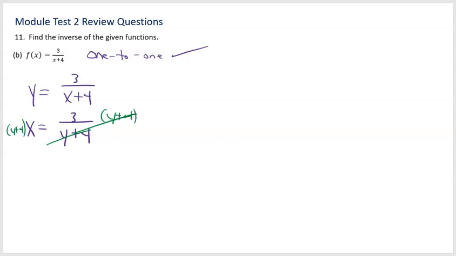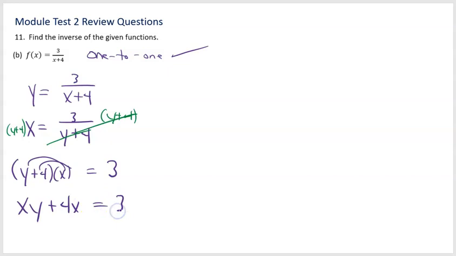Now on the left, that gives me, if I write it clearly, y plus 4 times x is equal to 3. Now I need to distribute that x inside because I'm trying to solve for y, right? So I can't have these parentheses. So that gives me xy plus 4x is equal to 3. Now I'm solving for y, so let's subtract 4x over. So I have xy is equal to 3 minus 4x.